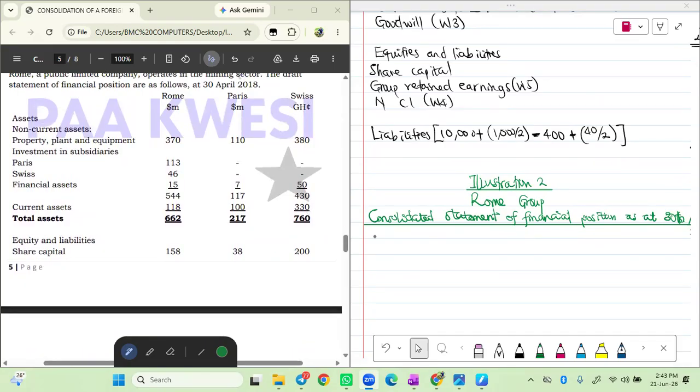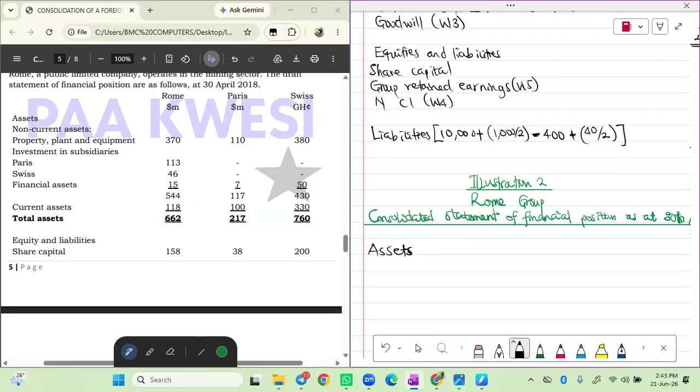So we will start with assets. There was this parent company, Rome, with two subsidiaries. We are not doing a vertical or mixed group. Neither of them is a subsidiary of the other. They are different subsidiaries. Last time the question was like that: the parent was having two subsidiaries. It wasn't a subsidiary and a sub-subsidiary, just two main subsidiaries.